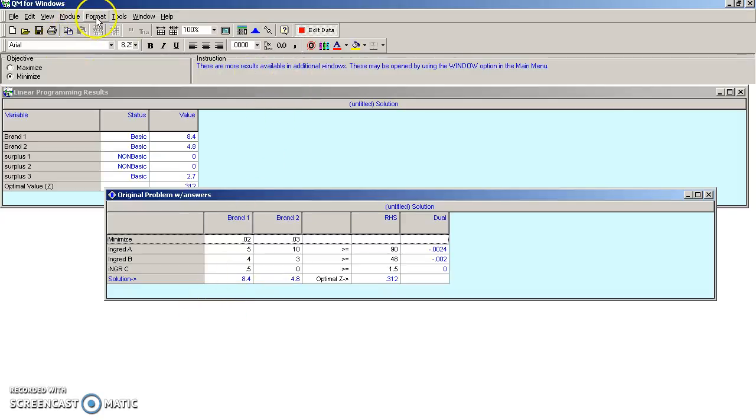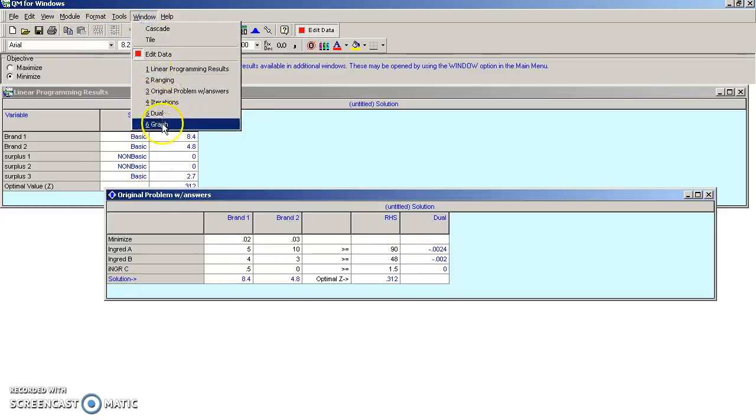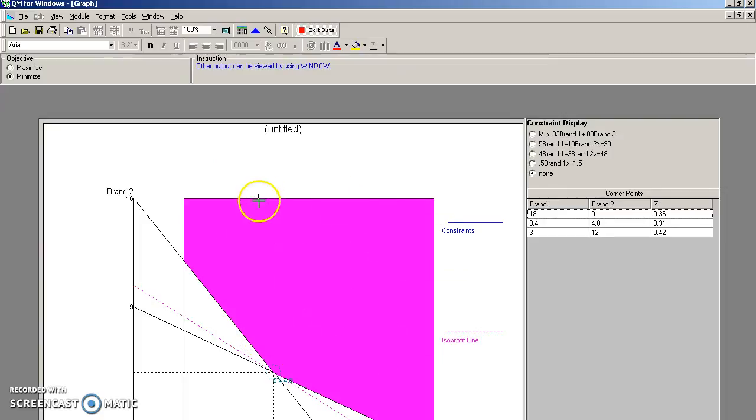And it also is worthwhile, since we do have a bivariate, that we can go to the graph. And with the graph, notice that the feasible region here is on the outside rather than on the inside, where you see a maximization problem. And that's because you're trying to minimize costs overall.